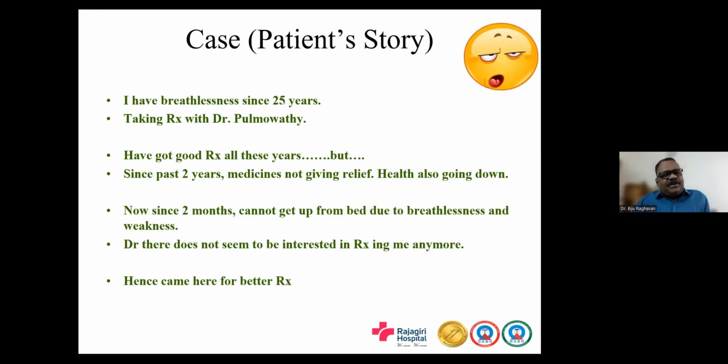The patient tells you, I've been breathless for the past 25 years. I've been taking treatment with this pulmonology doctor, and I've been having good treatment all these years. But for the past 2 years, the medicine has not been giving any relief. My health is also going down. And for the past 2 months, I cannot get up from the bed at all. The moment I try to get up, I have so much breathlessness, and I'm becoming weaker and weaker. And now the doctor there does not seem to be interested in treating me anymore. So I came here. This would be a typical history.